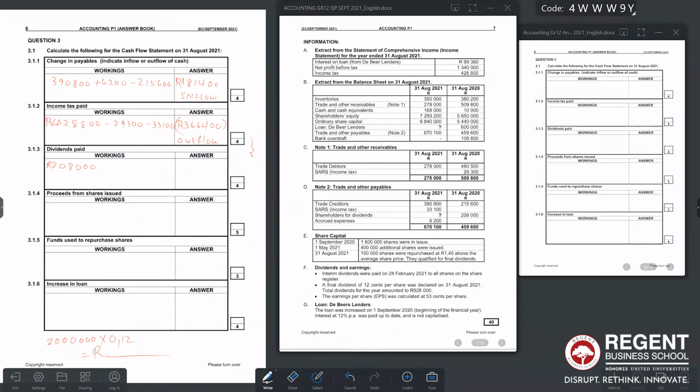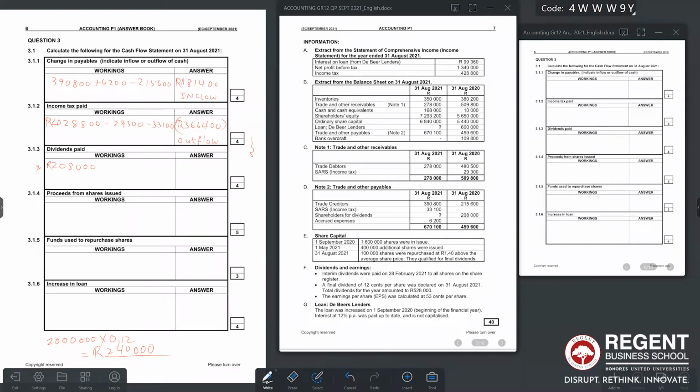240,000. Well done. That will give me 240,000. Now, what is 240,000? That's the final dividend. So now, let's work this out. At the end of last year, I was owing 208,000. That's how much I had to pay first.